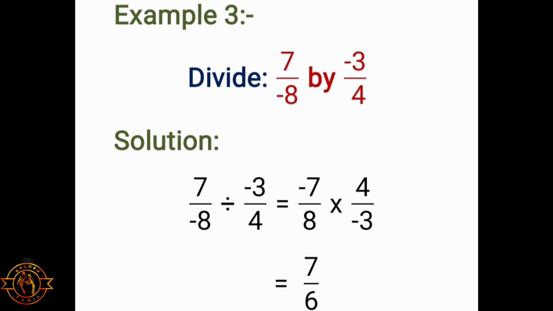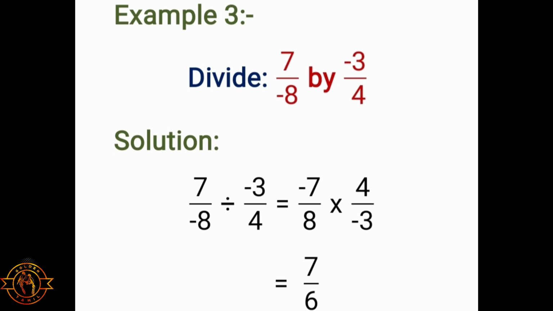Let me see an example for the basic operation division. What is the question here? 7 by minus 8 divided by minus 3 by 4. We have to divide these rational numbers. First, 7 by minus 8. Here there is minus symbol in the denominator. We can convert the denominator as positive. It can be written as minus 7 by 8. Now the denominator is positive.